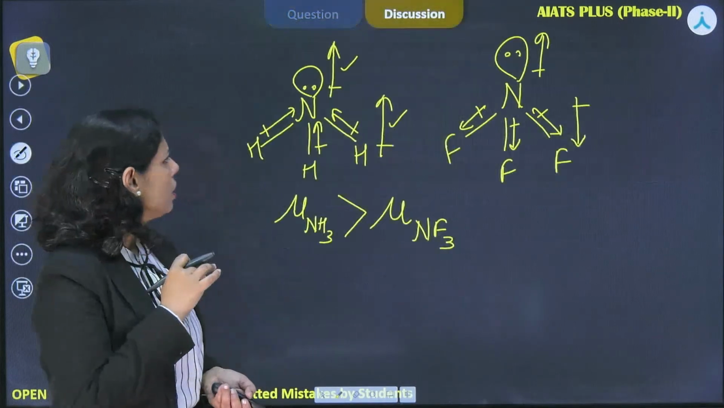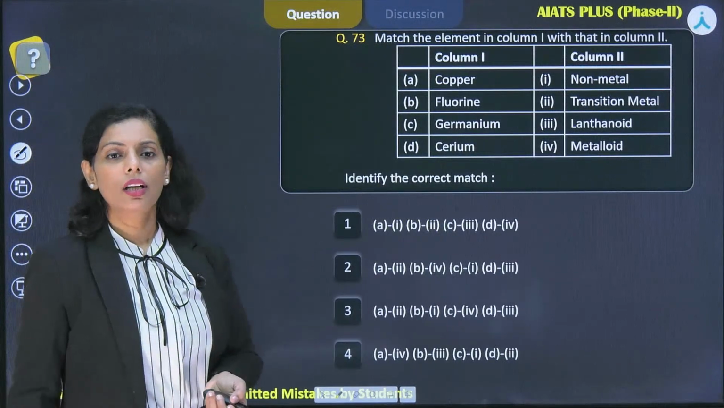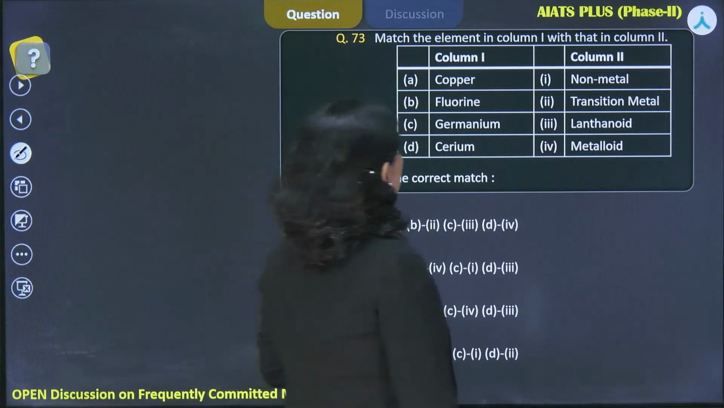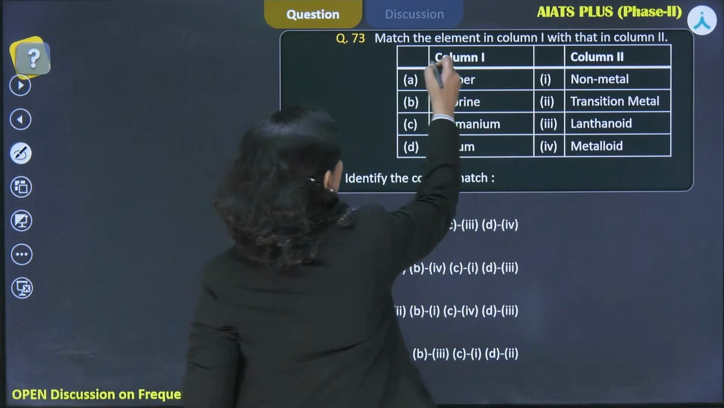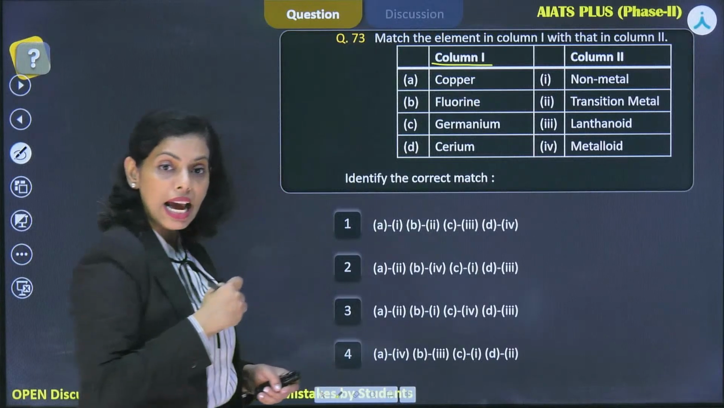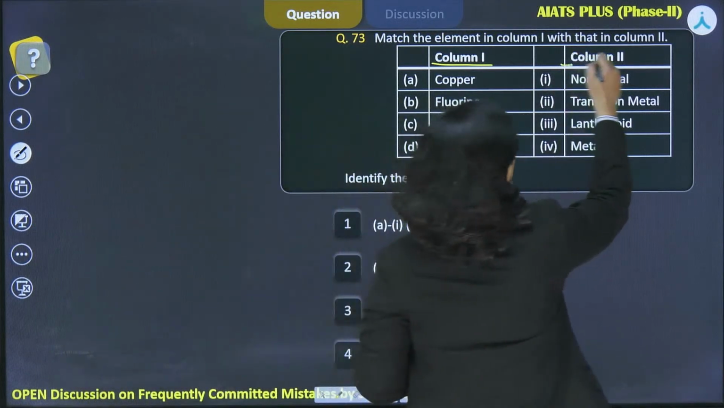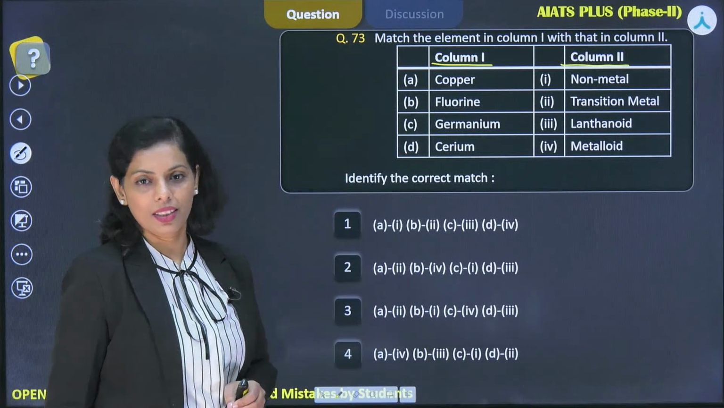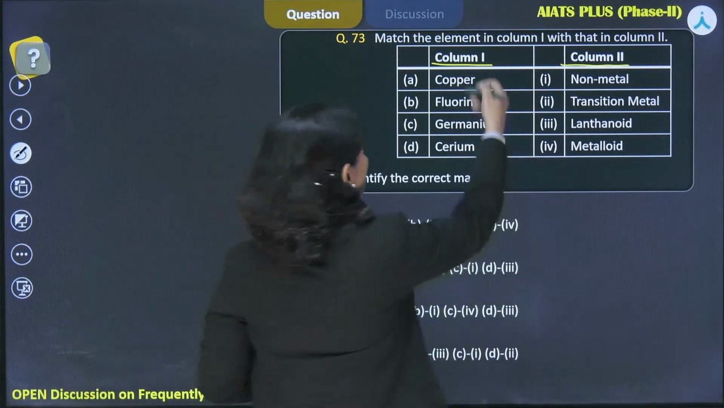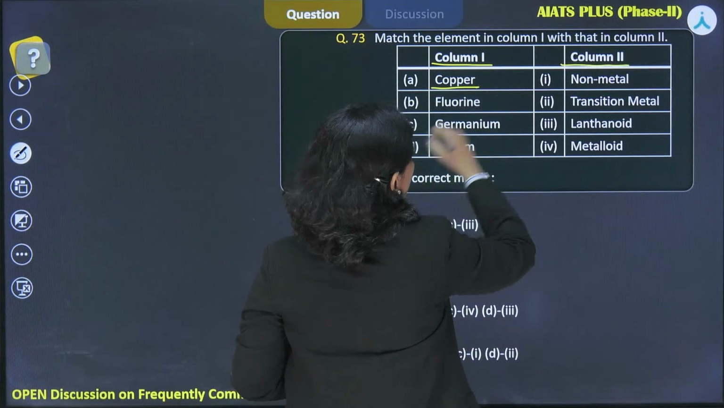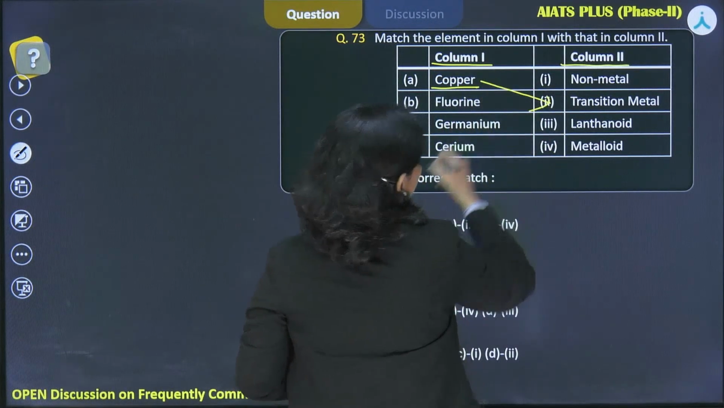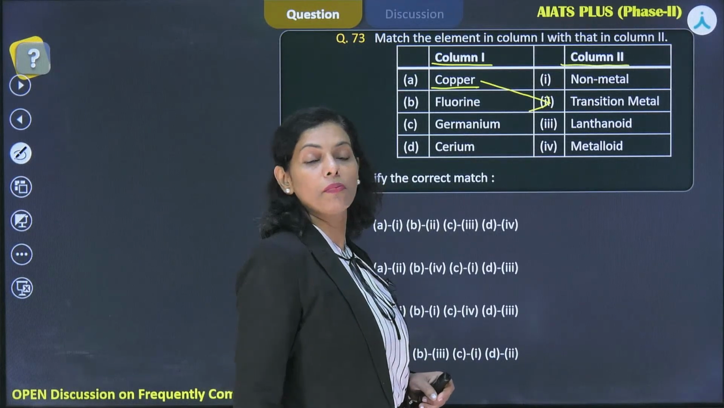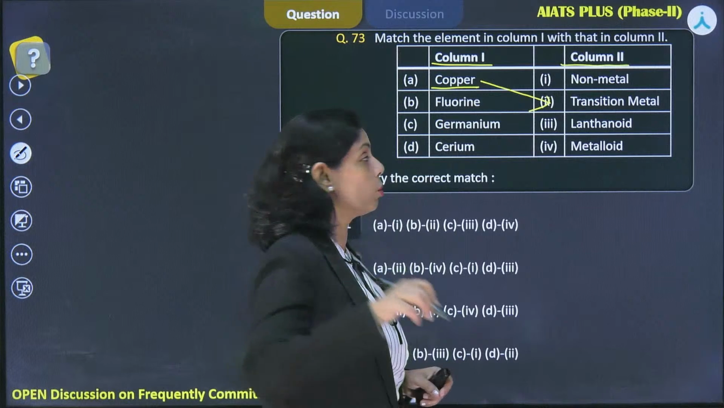Okay? Now, the next question, question number 73 from the paper, and this is again a simple question where certain elements are given in column 1 and in column 2, their natures are given. So, the simplest of the simple questions, right? Column 1 says copper. Yes, copper is a transition element, we can match here. Instead of copper, if it was zinc, that is not considered a transition element. Zinc, cadmium, mercury, I hope you know.